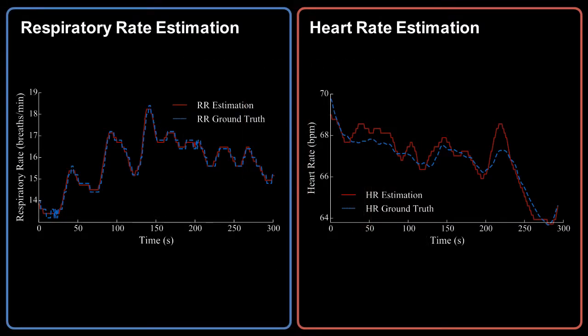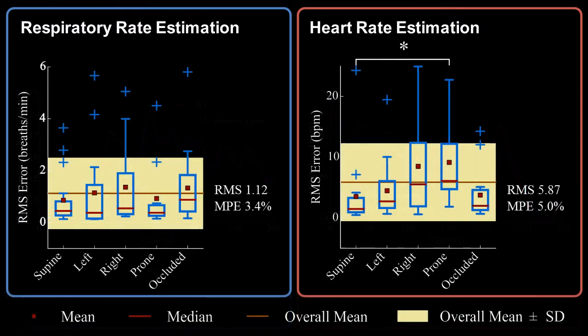In these graphs, sample results are provided of estimates, showing that our system closely tracks changes in the respiratory rate and heart rate over a 5-minute period. The average RMS error across all positions for respiratory rate estimation was 1.12 breaths per minute with a mean percentage error of 3.4%. The average RMS error for heart rate estimation was 5.87 beats per minute with a mean percentage error of 5%.